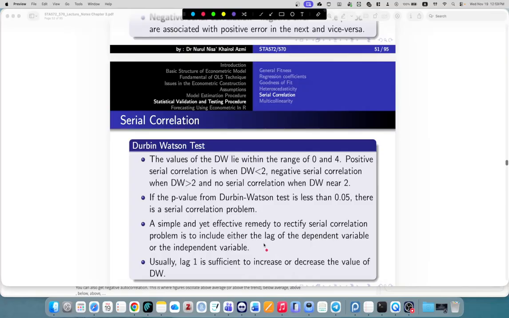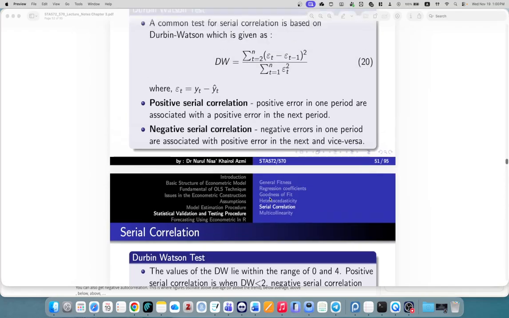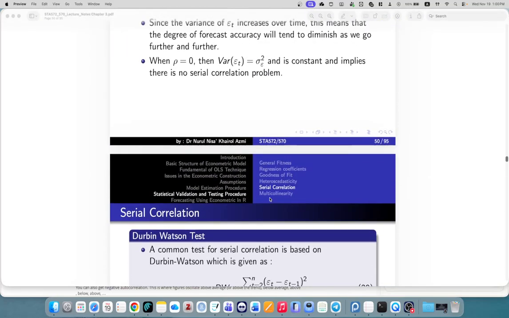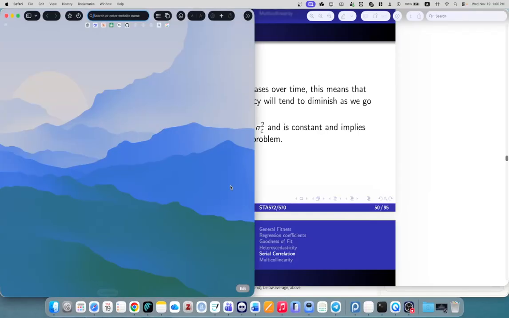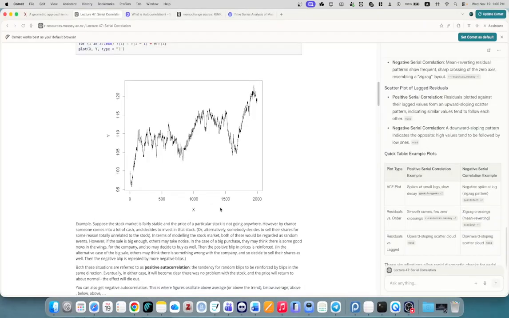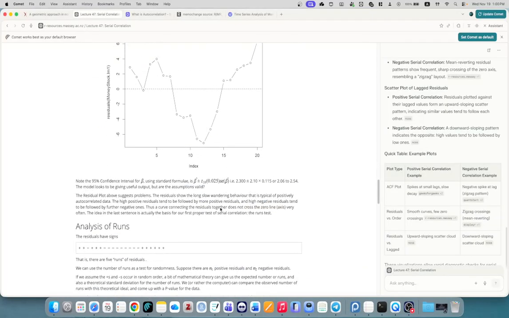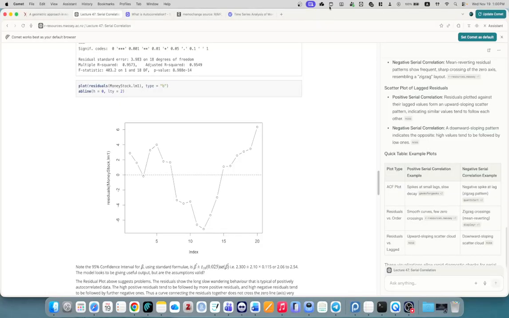You can add either the lag of the dependent variables or the independent variables. Besides that, you can check the serial correlation by investigating the plot of the residuals. Take a look at these examples. This is the residual, meaning the value when you perform actual minus fitted, and then you plot the residual across time.